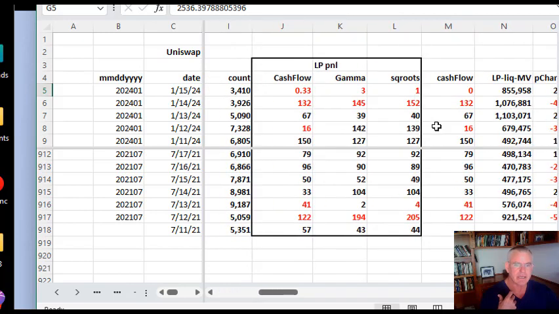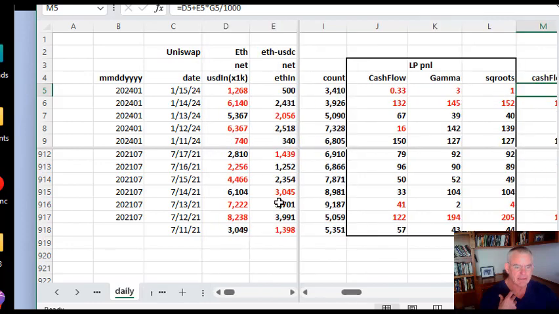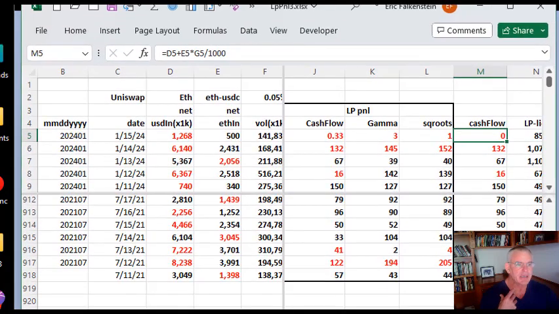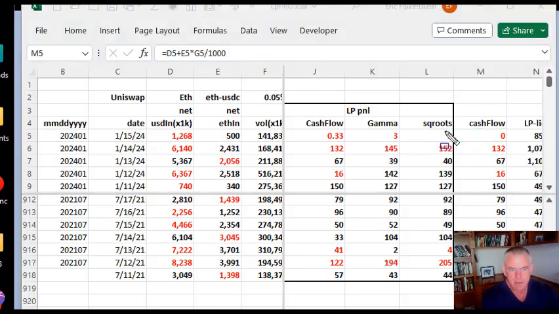How do I do that? Well, I just look at what's the cash flow. If 1.2 million went out, she lost that, but she gained 500 ETH in. Because this is adjusted by 1,000, I have to adjust the ETH by 1,000. And you can see the net of that is pretty much flat. So the LPs didn't lose any money that day. So fine, that's how you do the cash flow P&L.